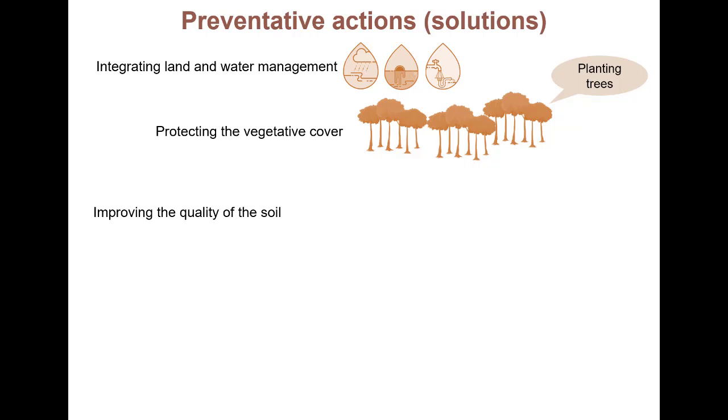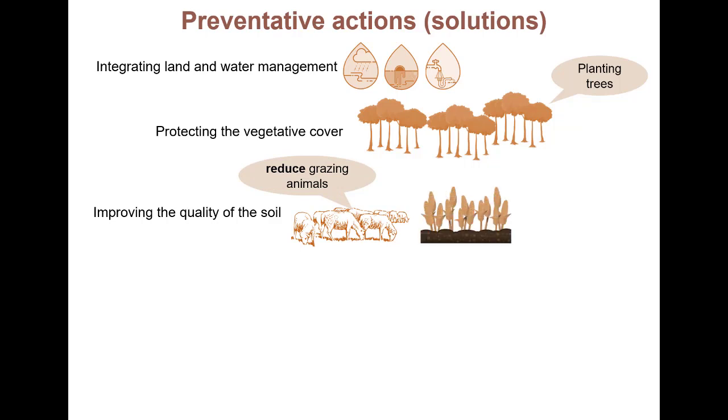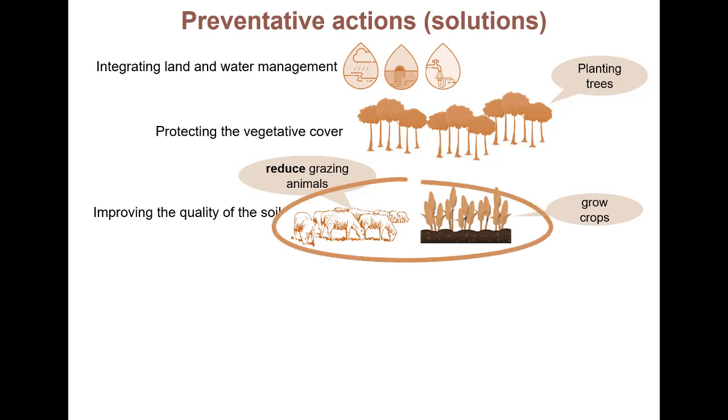This can be managed by encouraging people to reduce the number of grazing animals they have and grow crops instead. Integrating the use of land for grazing and farming where conditions are favorable, allowing for a more efficient cycling of nutrients within the agricultural systems.